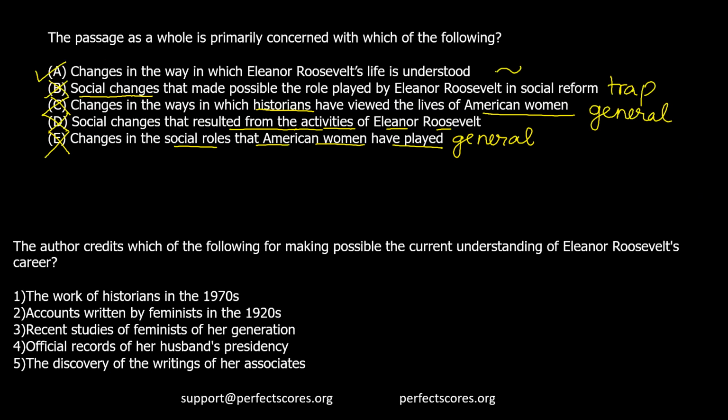And C, if you have a very good prediction in mind, what is the purpose of the passage? You don't need to look at the passage again. We solved this question without looking at the text. You only need to look at the map that you have. Now, the next one. The author credits which of the following for making possible the current understanding of Roosevelt's career? So this is a general question, but you may have to go back to your notes. See if you can eliminate a few of these options on the basis of your map. Otherwise, we'll go back to the passage.